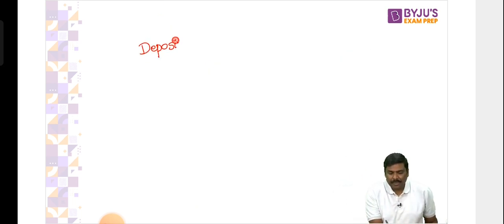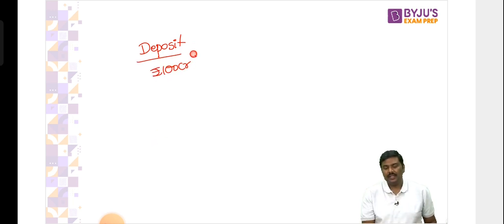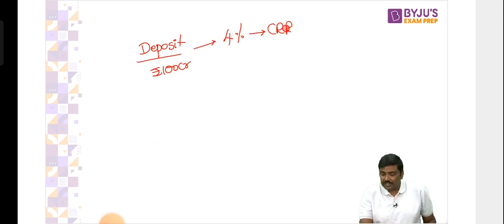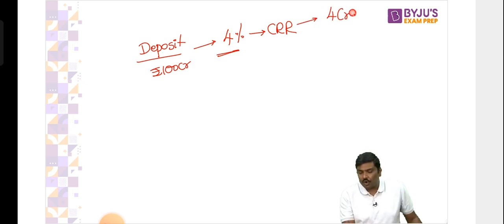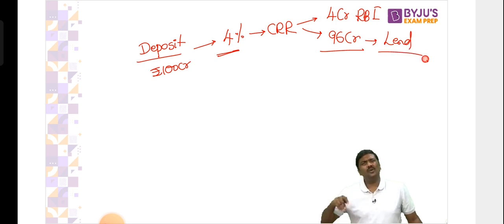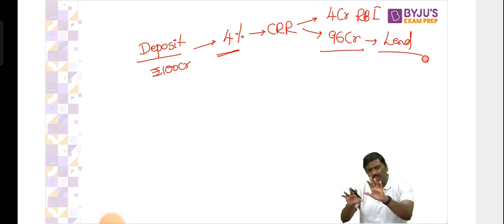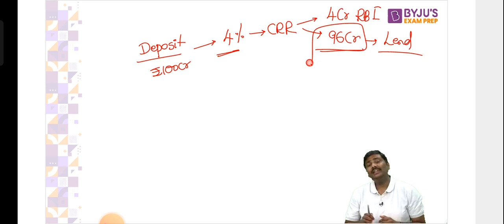Imagine there is a bank. The bank will collect a deposit of, let's say, 100 crore rupees. Out of it, let's say 4% is the CRR, which means at 4% CRR, the bank will have to keep 4 crore with RBI. And the remaining 96 crore rupees, the bank can use to lend. Again, don't say, sir, SLR is there. Yes, it is there. Let's not complicate things. Let's start with the simple things. So you have 96 crore rupees to lend.